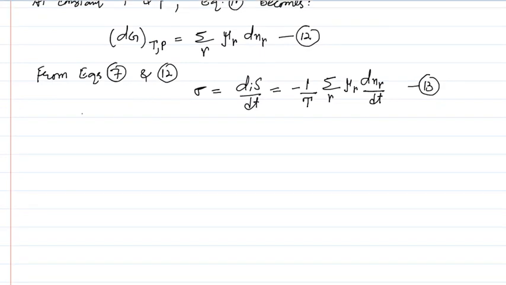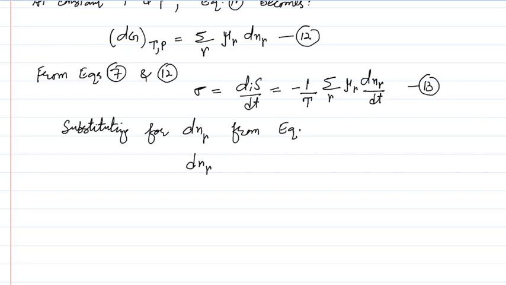So substituting for dn gamma from the below equation, that means this equation, dn gamma will be equal to nu gamma d zeta. This has been already defined, so we will write it as equation number 14.